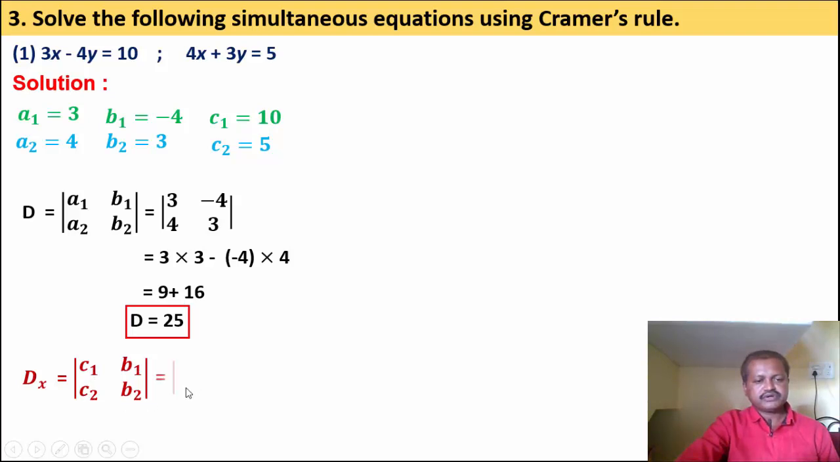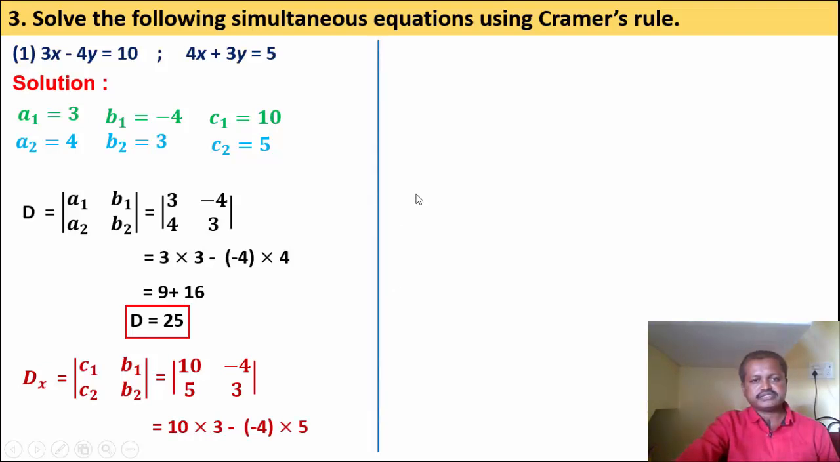So take your values of this: 10, minus 4, 5, 3. Take cross multiplication here, so 10 into 3 minus 4 into 5. Now solve this. 10 into 3 is 30, minus, becomes plus, 4 into 5 is 20. So 30 plus 20 is equal to 50.